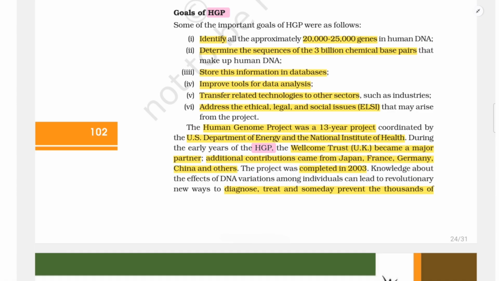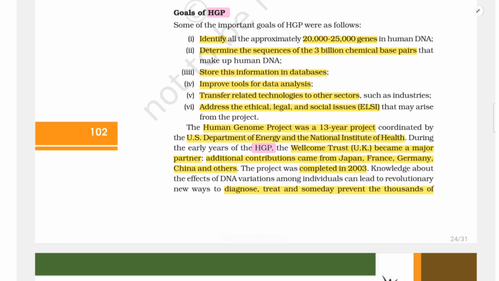Number 3, store this information in databases. Number 4, improve tools for data analysis. Number 5, transfer related technologies to other sectors such as industries. Number 6, and the last one, address the ethical, legal, and social issues (ELSI) that may arise from the project.